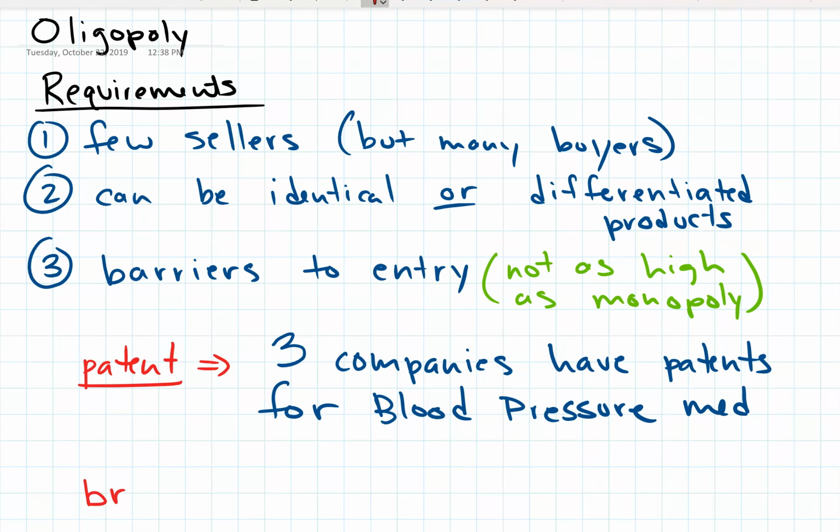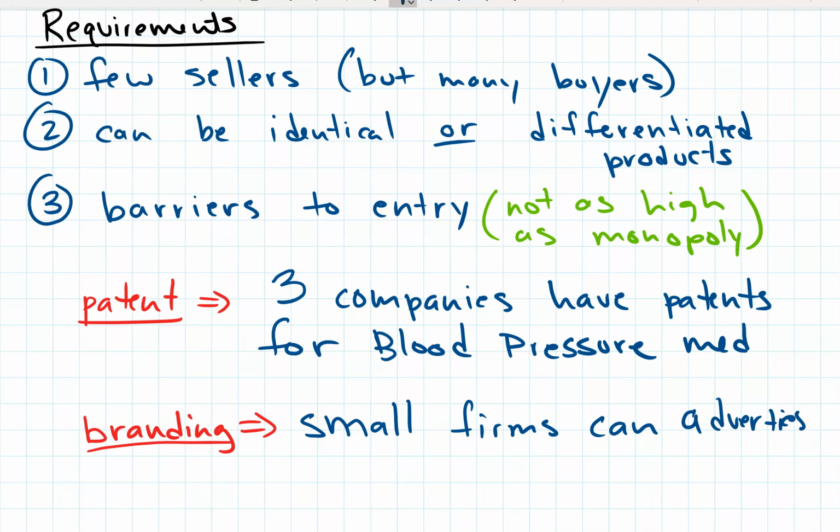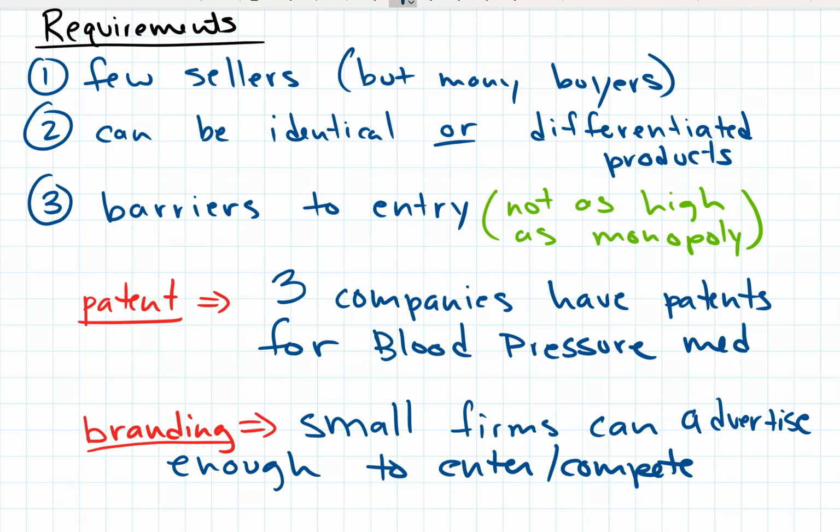Another one is really strong branding. We talked about branding in the monopolistic competition case. If we have really strong branding, that can create market power. Maybe there are a few big players in this market, and the small firms cannot advertise enough to enter. New companies that want to enter cannot advertise enough to enter and compete.